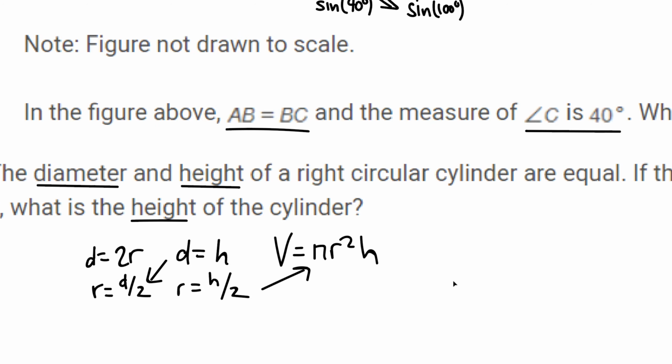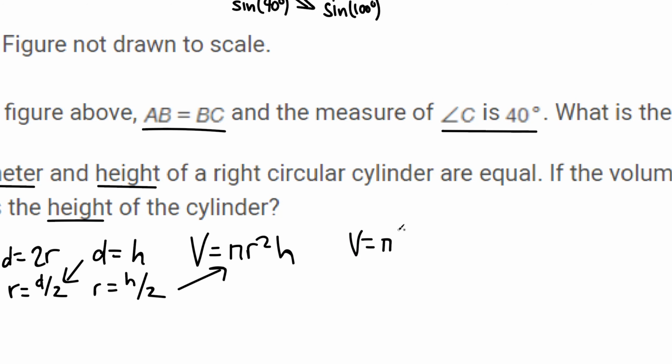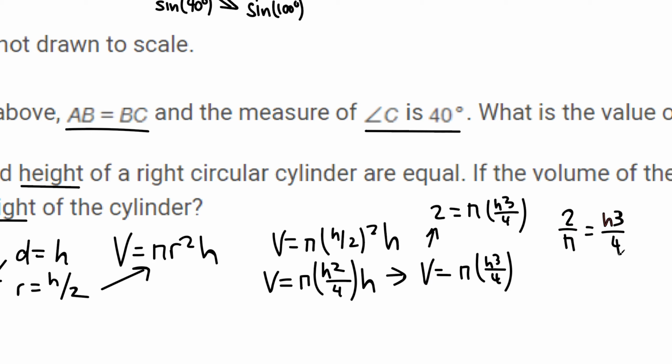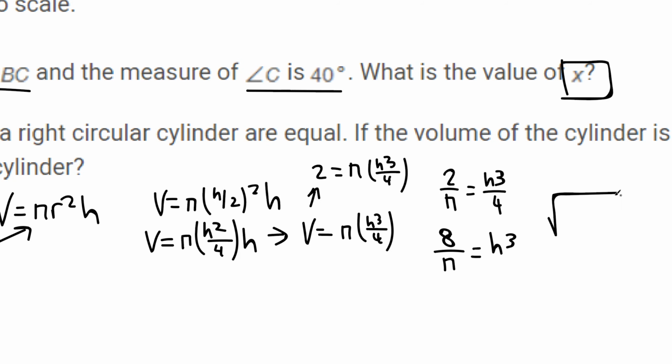And now we just plug it back into this equation. V is equal to pi times h over 2 squared times h. So we square that fraction, and we get h squared over 4 times h, or V is equal to pi h cubed over 4. So they already gave us the volume, which is going to be 2, so we just plug that in. 2 is equal to pi h cubed over 4. 2 over pi is equal to h cubed over 4. And now we're just going to have 8 over pi is equal to h cubed. And lastly, what we need to do is take the cube root of 8 over pi, and then we get our answer.